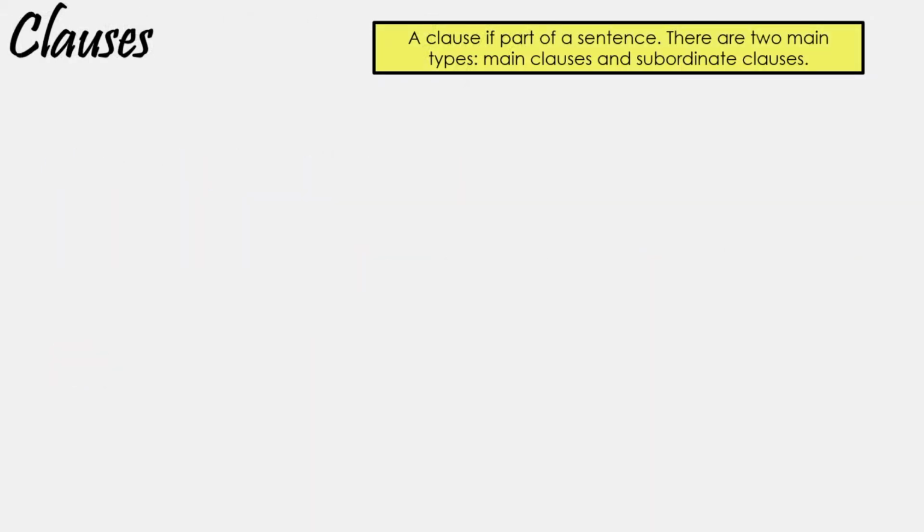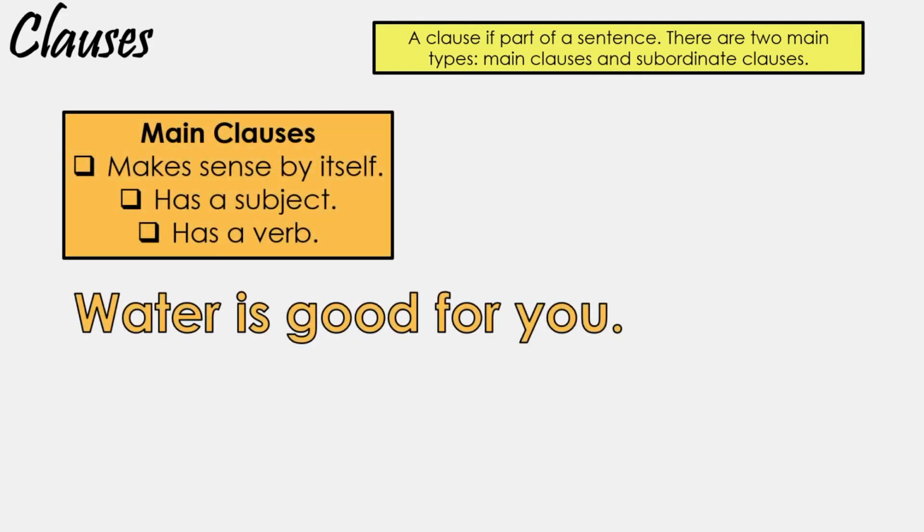Now, before we talk through each one, I'll just explain clauses. A clause is just part of a sentence, and there are 2 types. A main clause makes sense by itself, and it's got a subject and 1 verb. Now, some people call main clauses independent clauses. An example would be the sentence, "Water is good for you."